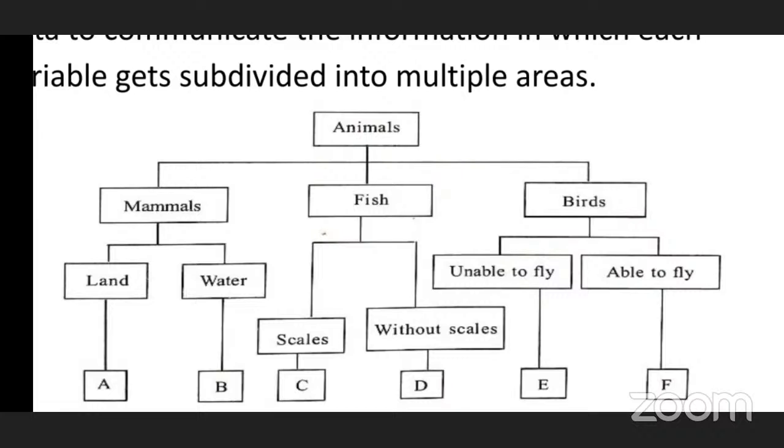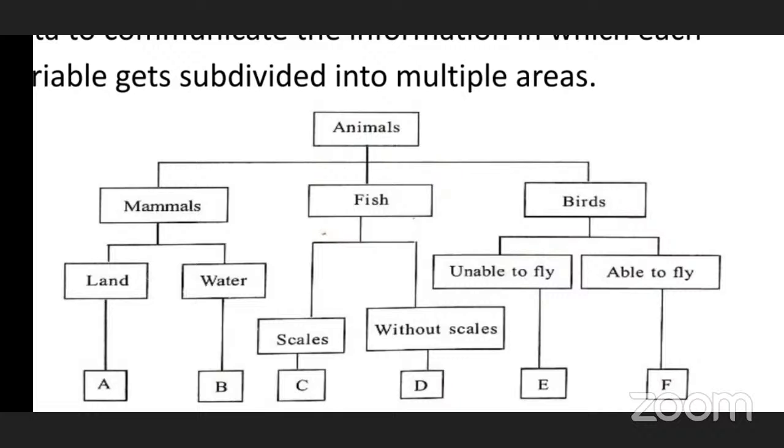So several other concept areas are discussed here. The first level talks about the types of animals: mammals, fish, birds, and the second level talks about where they live, right? So you can see mammals live on land and water, and fish, scales, it talks about something else, with scales, without scales. And the third one talks about birds unable to fly and birds able to fly.